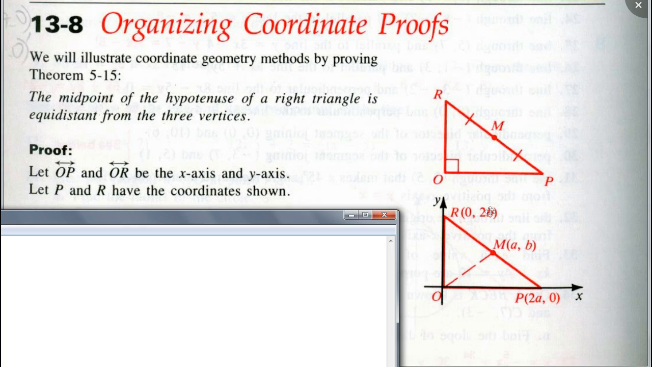If M is A comma B, some unknown point on the hypotenuse of this right triangle, why should point P be 2A comma 0 and R be 0 comma 2B? I want you to think as a group. How did they get that? How did they come up with it?